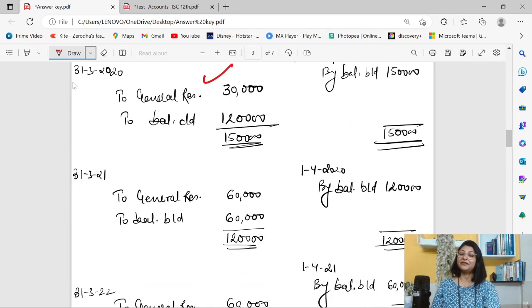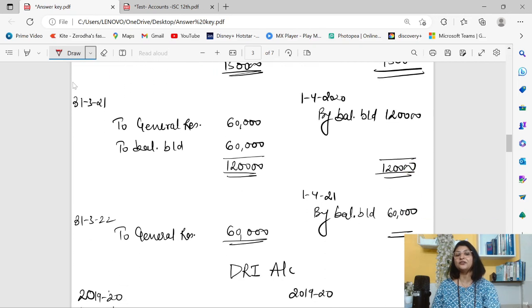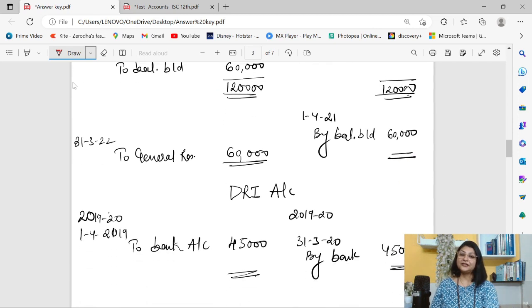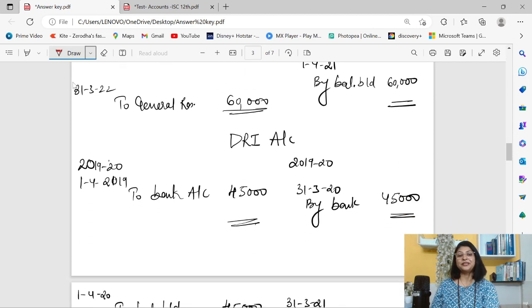Next year again we will start with the balance of 1,20,000 rupees, and in this year, since 6,000 debentures were redeemed, we will transfer 60,000 rupees to general reserve. You can see over here. In the last year also, again the debentures worth rupees 6 lakh were redeemed. That is why 60,000 rupees, which is 10% of the debenture outstanding, will be transferred to the general reserve.